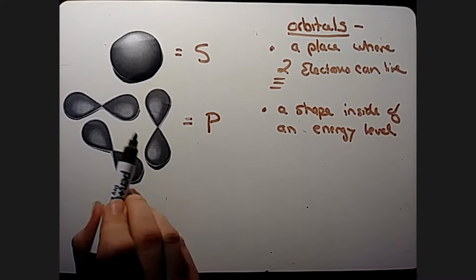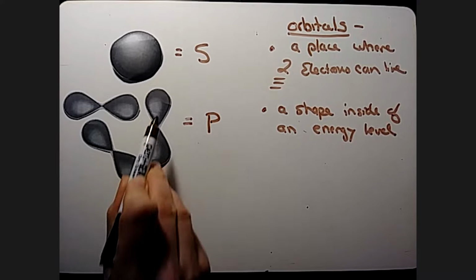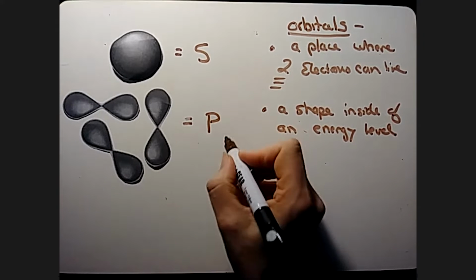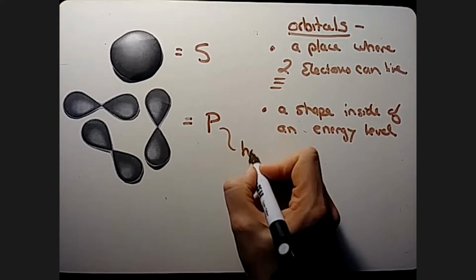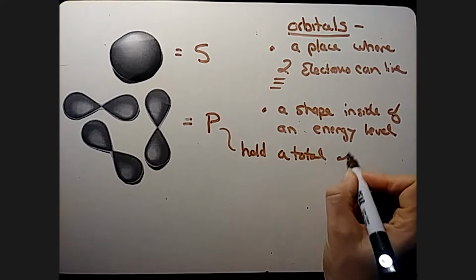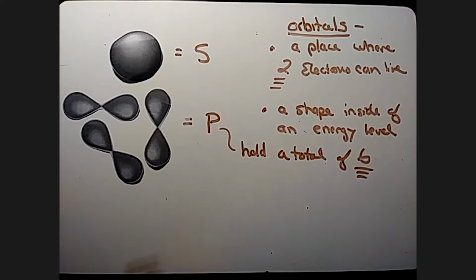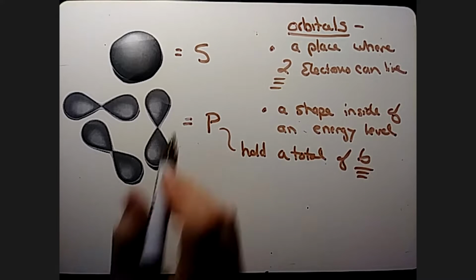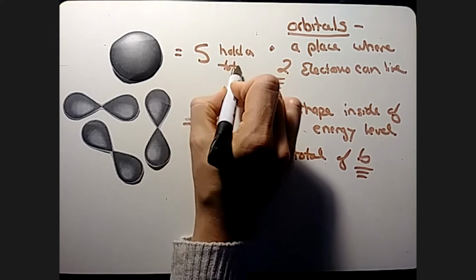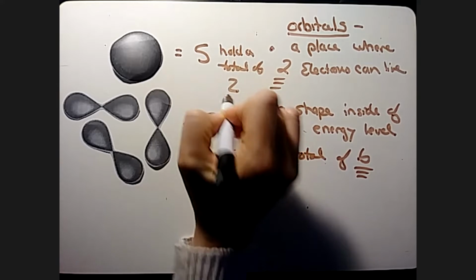So each one of these shapes can hold 2 electrons. So this is 2 and 2 and 2. So P can actually hold a total of 6 electrons. S can hold a total of 2 electrons.